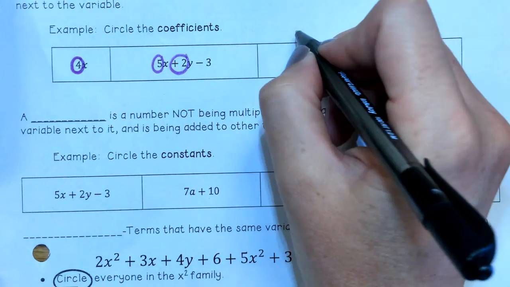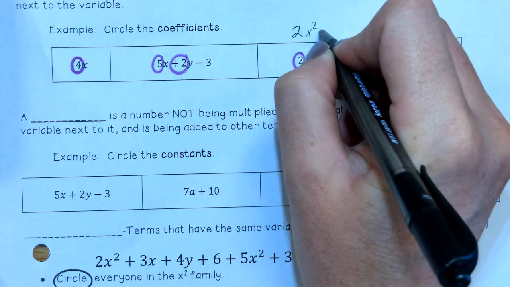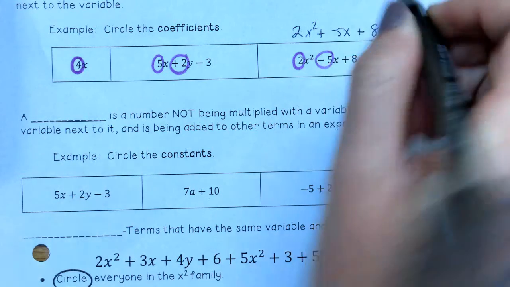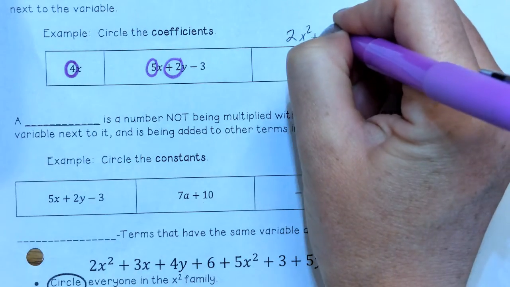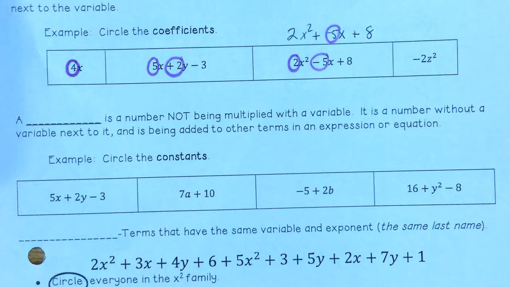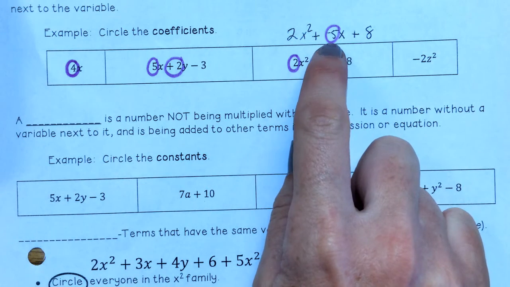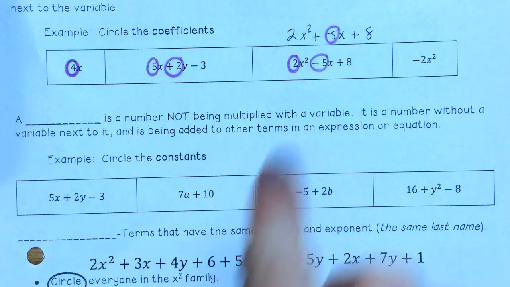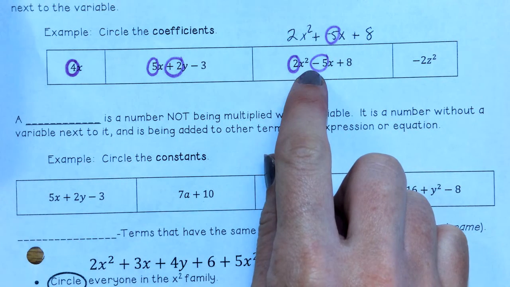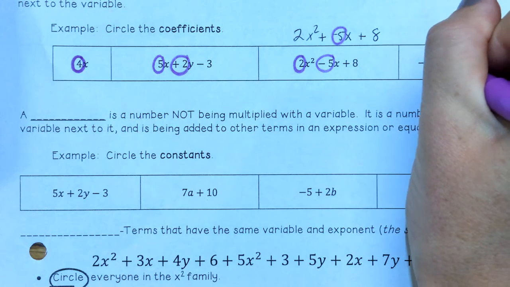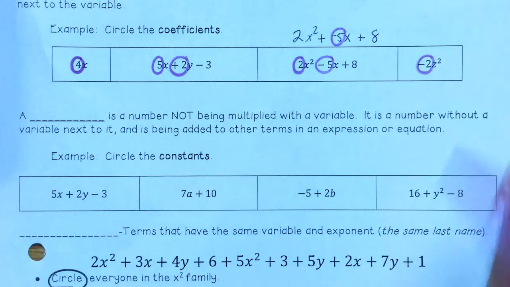This problem is the same as 2x squared plus negative 5x plus 8. And this is why negative 5 is the coefficient, not positive 5, because subtraction is the same as adding a negative, and we need to make sure that we know that distinction. So when we circle the coefficient, we pay attention to the sign on the left. And the coefficient of negative 2z squared is negative 2.